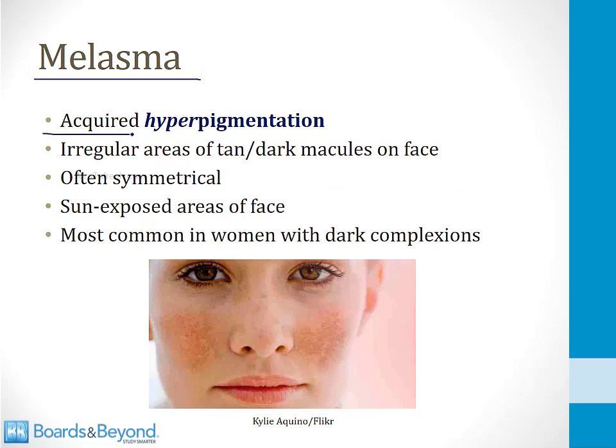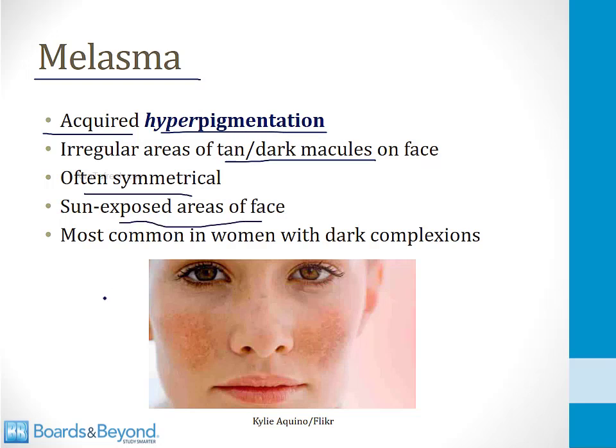Moving on, let's talk about melasma. Melasma is an acquired disorder, so it is not genetic, it is not inherited, and you can think of it as the opposite of albinism. In this disorder, there's hyperpigmentation, meaning excess melanin present in parts of the skin. This disorder most commonly occurs among women, and it leads to irregular areas of tan dark macules on the face. These are often symmetrical, and they're often in sun-exposed areas of the face.